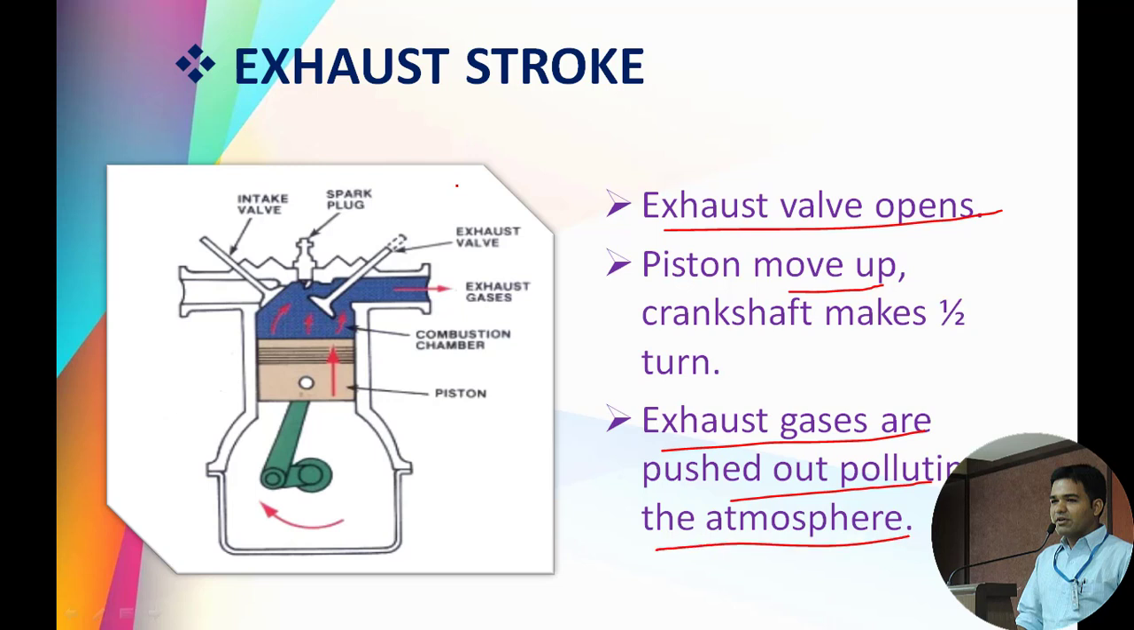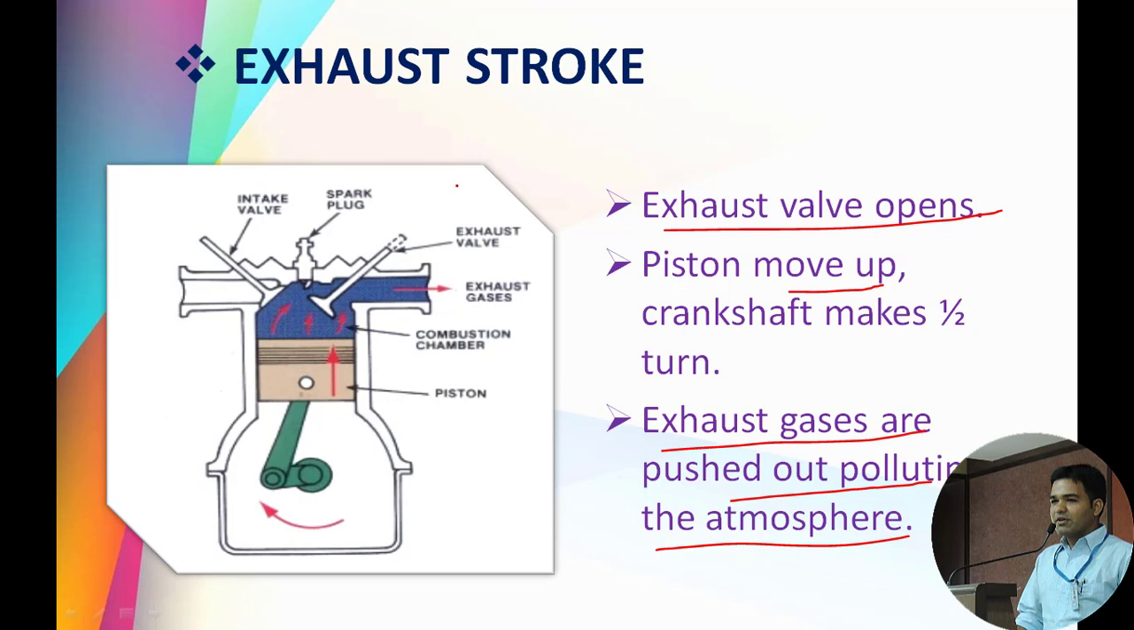So during each stroke, intake stroke, compression stroke, power stroke and exhaust stroke, our piston travels the complete distance between top dead center and bottom dead center each time. That means to complete the whole power generation cycle, our piston has to travel 4 times in this cycle, and this is the reason why such an engine is known as a 4-stroke engine.